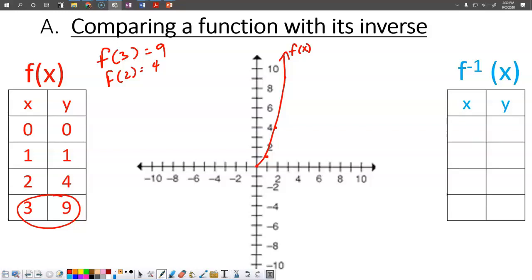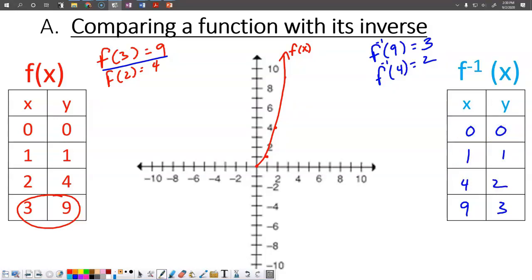Well, when you're doing inverse functions, which is what we're working our way towards here, we know that the input and output get switched. So for instance, if f of 3 equals 9, then that means that f inverse of 9 would have to equal 3. So that means when I plug in 9, I get 3. Or f inverse of 4 would give me 2. Or in other words, 4, 2. So the x's and y's get switched.